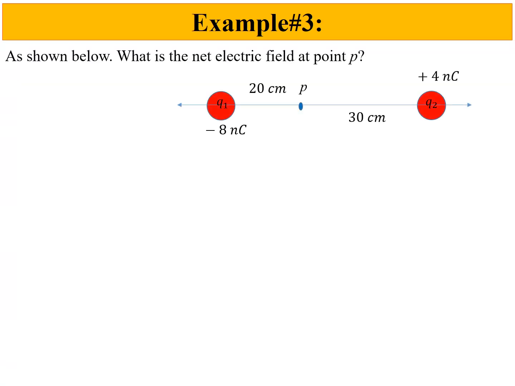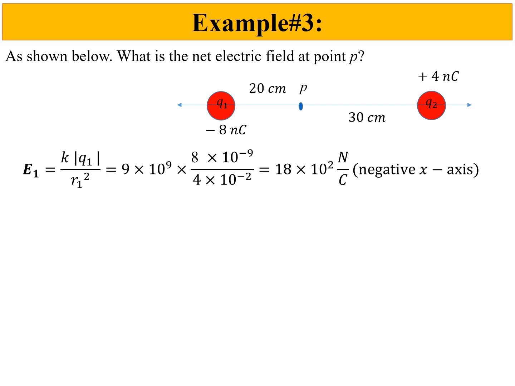In this example, we have two charges, Q1 and Q2, located on the x-axis, separated by half a meter. Q1 is minus 8 nanocoulomb, Q2 is 4 nanocoulomb, and we have a point P. Point P is at a distance of 20 centimeter from Q1, and at a distance of 30 centimeter from Q2, and then I ask you to find the net electric field at point P.